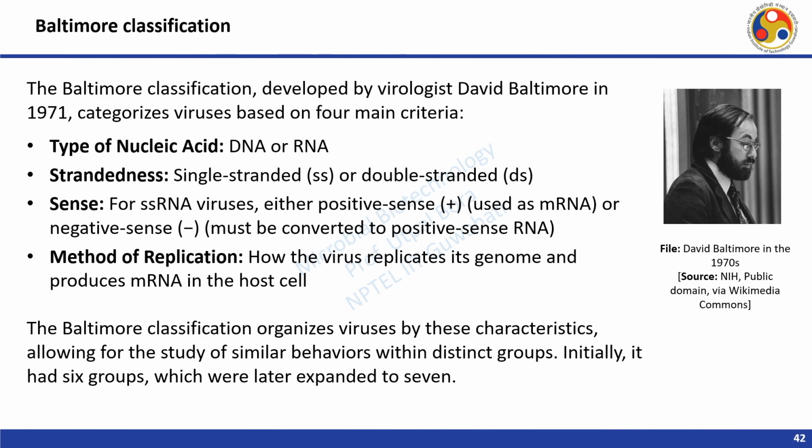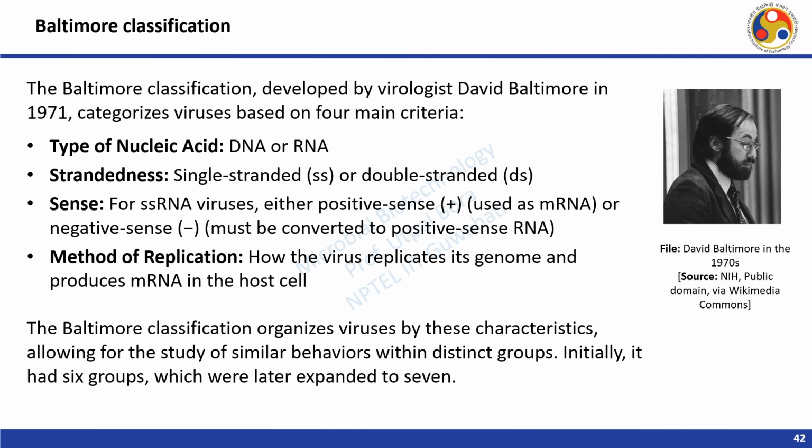Let us have a detailed look at the Baltimore classification. This was developed by the virologist David Baltimore in the 1970s, and it categorizes viruses based on 4 main criteria. Number 1 is the type of nucleic acid, then strandedness, then the sense, and the method of replication.